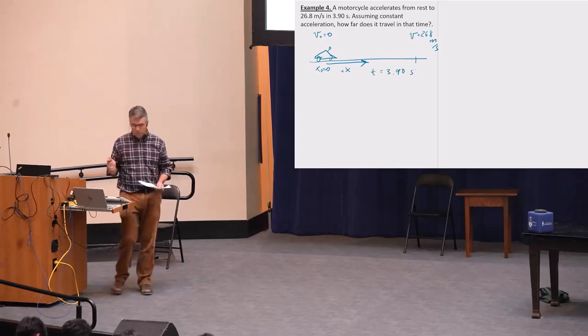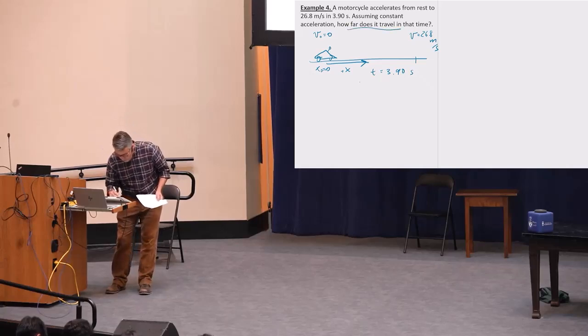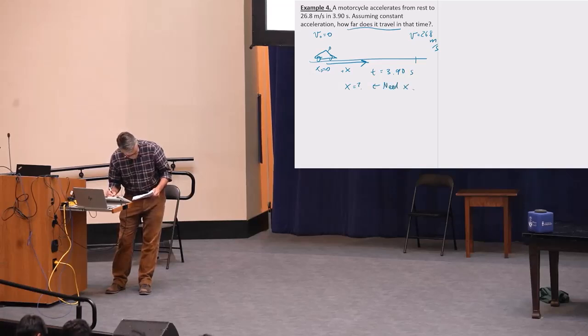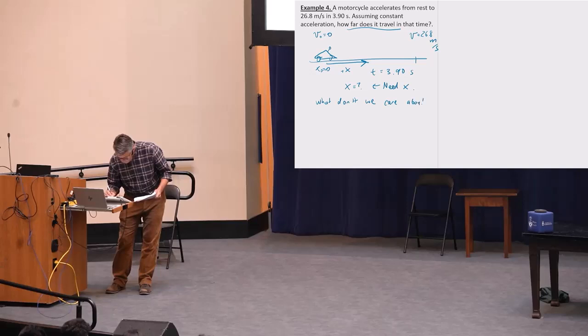So I've listed my knowns and unknowns. The question is, how far does it travel? So x is equal to question mark. Need x. So if I was trying to think about what we don't care about, I mean, we could find it, but I think it's actually acceleration. It doesn't say what a is, but it says assuming constant acceleration. But we know it's constant.